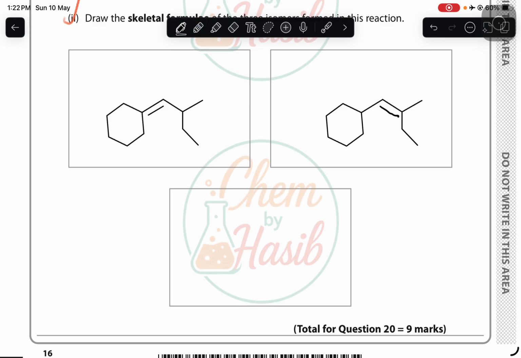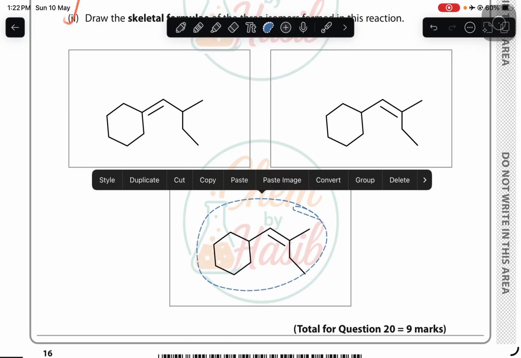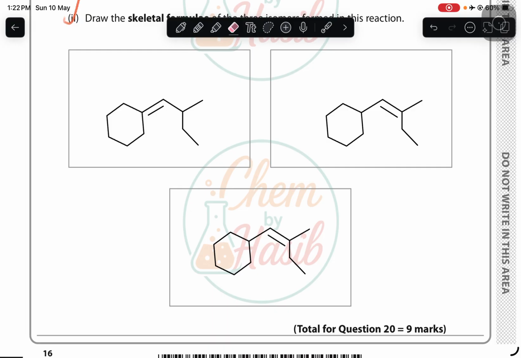Right? You get a double bond here. Now this alkene has a geometric isomer. So in order to show the geometric isomer, what you do is you interchange these two groups. Right? We change the groups here. We put the larger group above the double bond and the smaller group below the double bond.